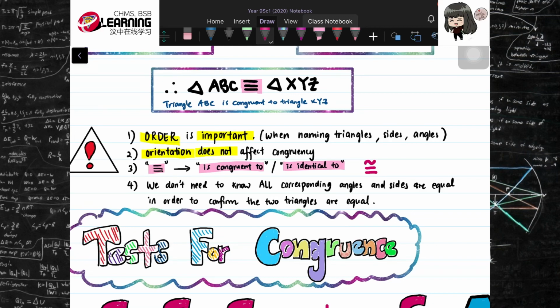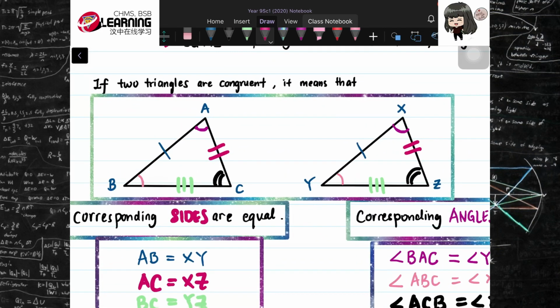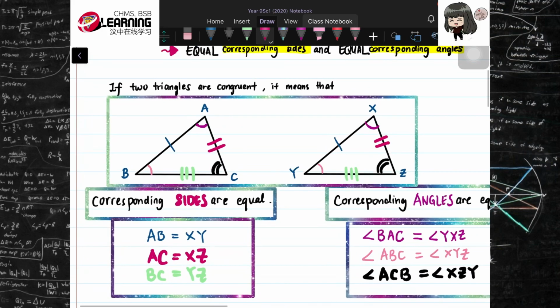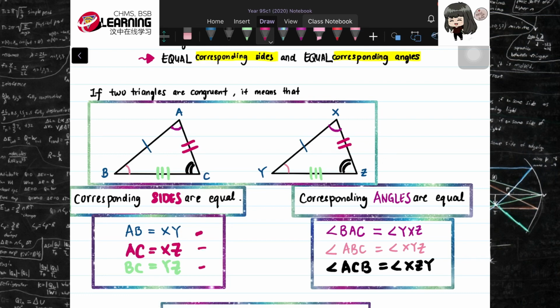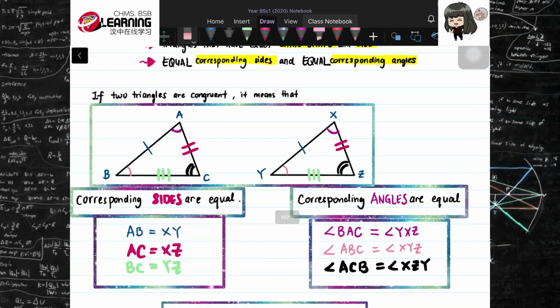So the fourth and last thing that I want you to know is we actually don't need to know all corresponding angles and all sides are equal in order to confirm the 2 triangles are congruent. Just like what I mentioned here, I have 3 corresponding sides equal and 3 corresponding angles equal. We don't need to point out every single side and every single angle to confirm that they are congruent. We don't need to show all 6 items. So how do we make sure that the triangles are congruent without listing all these 6 down?